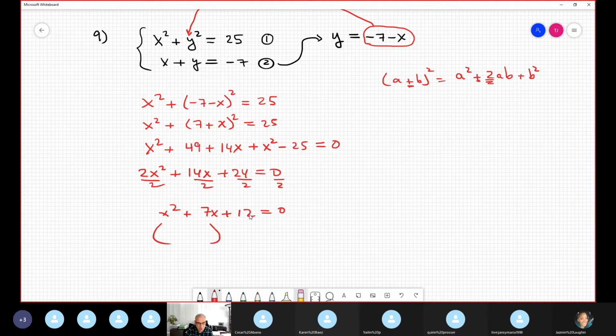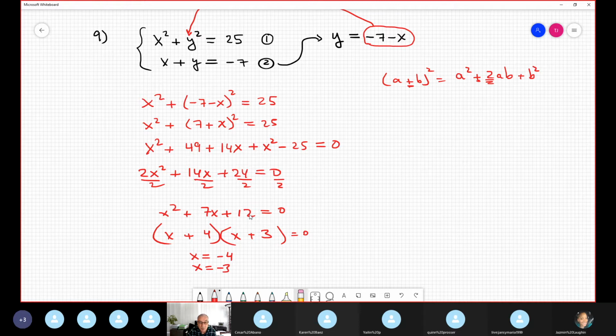So at this moment I have a super easy quadratic equation. The factorization is 4 and 3, no? 4 and 3, plus plus. So we get one solution is -4, another solution is -3. This is the potential solution. This is the x value.